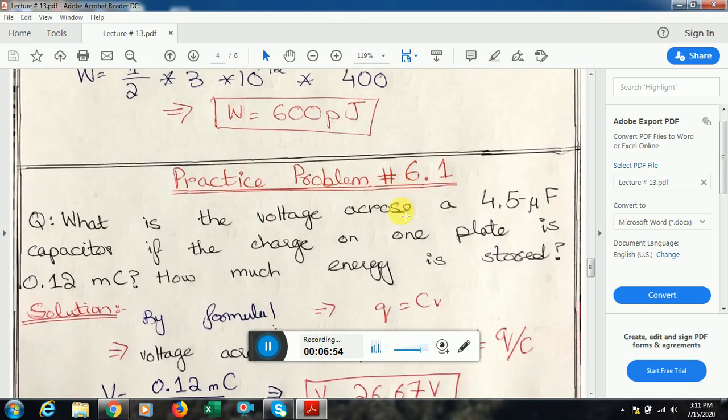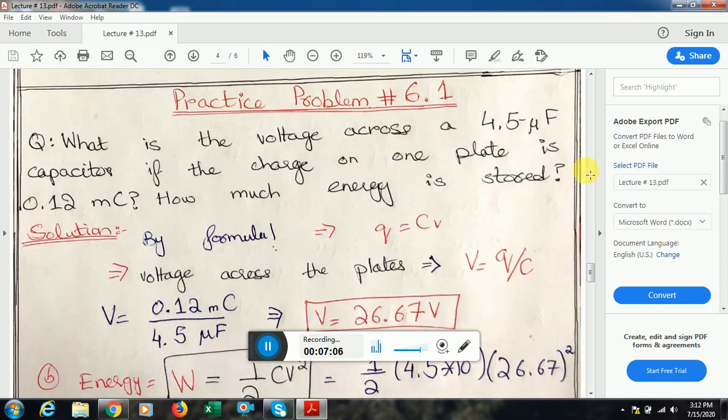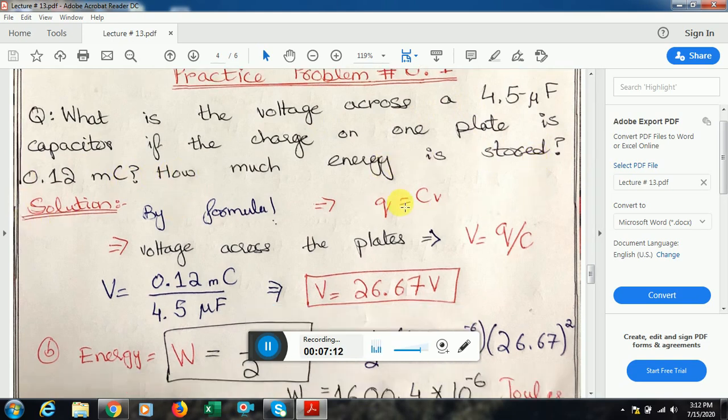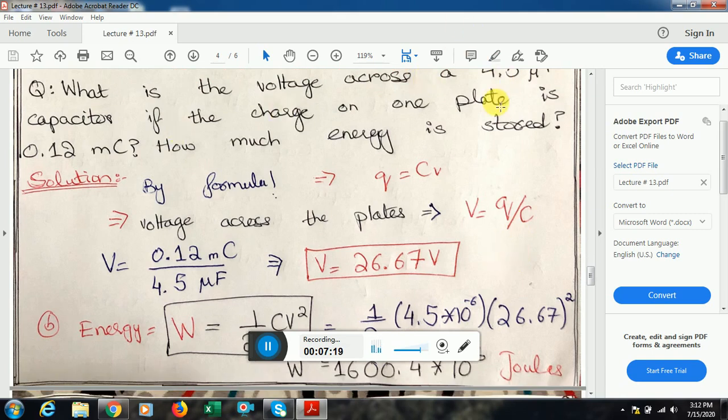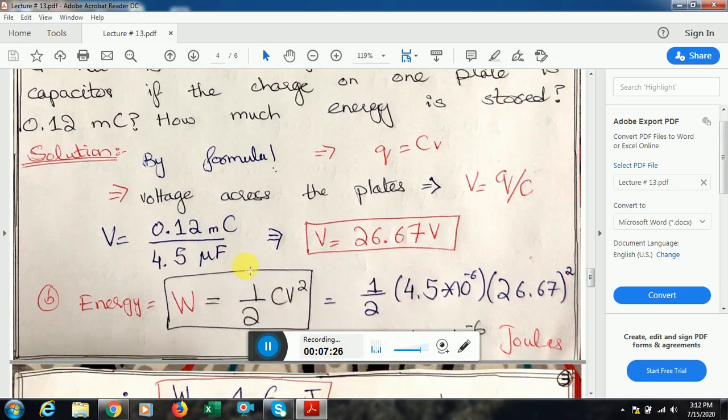Now we move on to another problem, which is practice problem 6.1. In this we have to find the voltage across a capacitor which has a value of 4.5 microfarad, if the charge on one plate is 0.12 millicoulomb. How much energy is stored? So we have the same formula. This time I have to find the voltage across the capacitor, which will be V = Q/C. Q is given to me, which is 0.12 millicoulomb, and the capacitance is given to me as 4.5 microfarad. I've simply put in the values and get to know that the voltage applied is 26.67 volts.